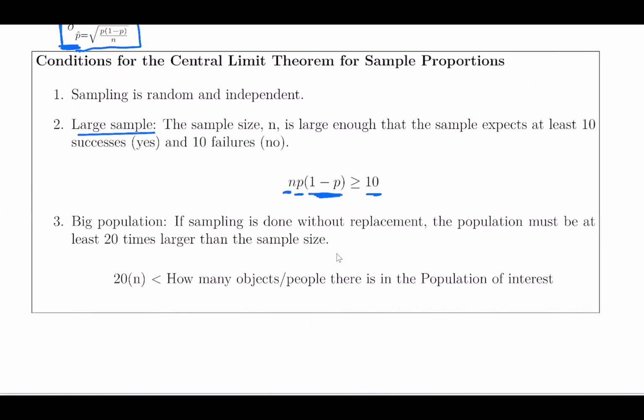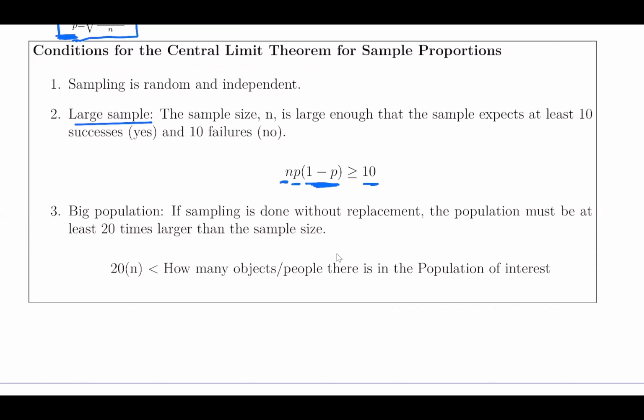All right, so the next one is big population. We want to make sure that the population that we're sampling from is a big population. The way that we check is to say 20 multiplied by your sample size, and the notation for population is capital N, which should be bigger than your sample size multiplied by 20. Because if your population is smaller than 20 times the sample size, then you have to say that you don't have a big population.